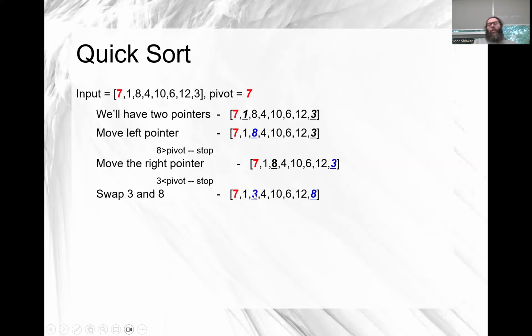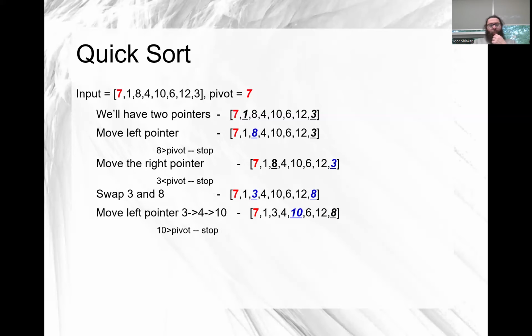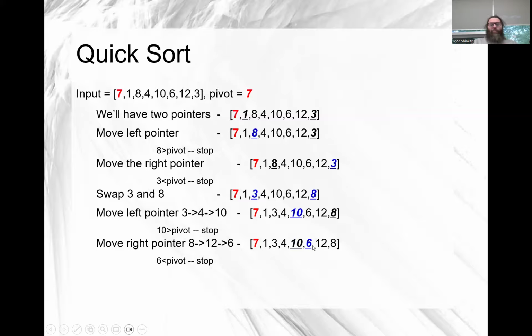Now 3 will be a small number, right? So the left pointer is pointing to a small number, and 8 is a large number. And then we continue again. So our left pointer is pointing at 3, and then 4, and then it reaches 10. So when it reaches 10, it says, 10 is too large. That's not very good. Okay. Then we go to the right pointer. Right points at 8, 12. These are large numbers. 6. 6 is too small. That's not very good.